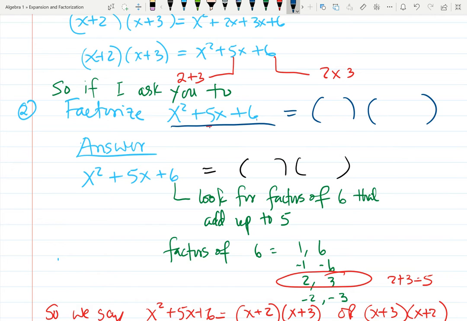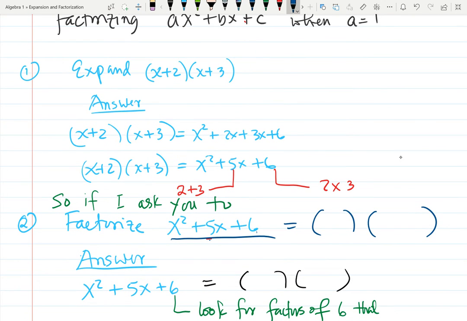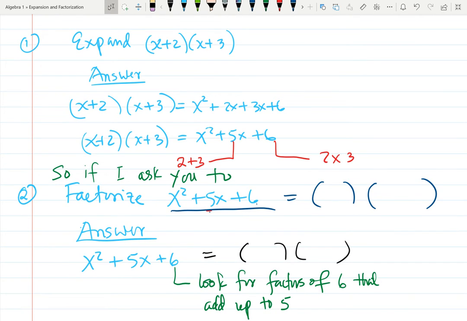Okay, before we do that, let's go back here. If you were given this question, expand x plus 2 times x plus 3. Here we go. You see that we arrive at x squared plus 5x plus 6. So pay attention to this. See this 6 right here? It is a product of these two integers. And then you see the 5 here? It is a sum of these integers.